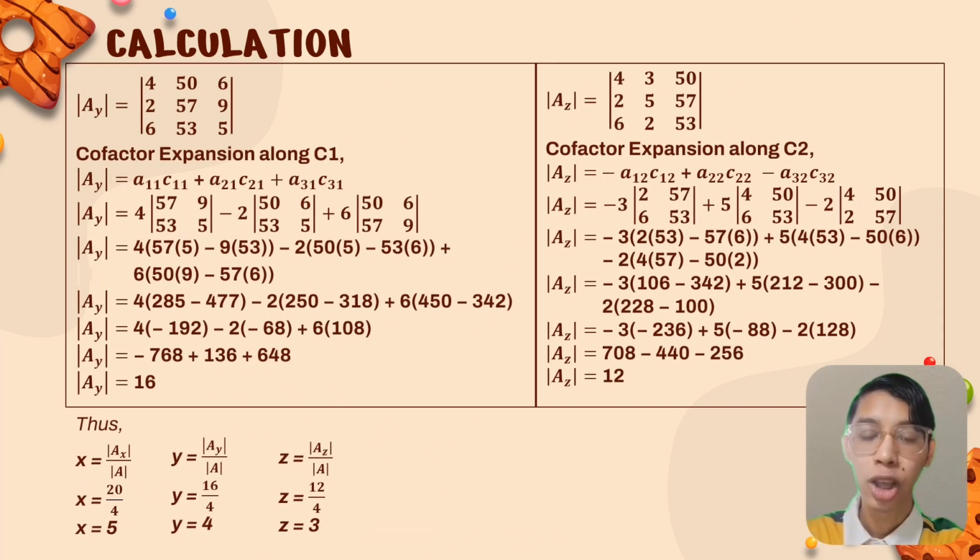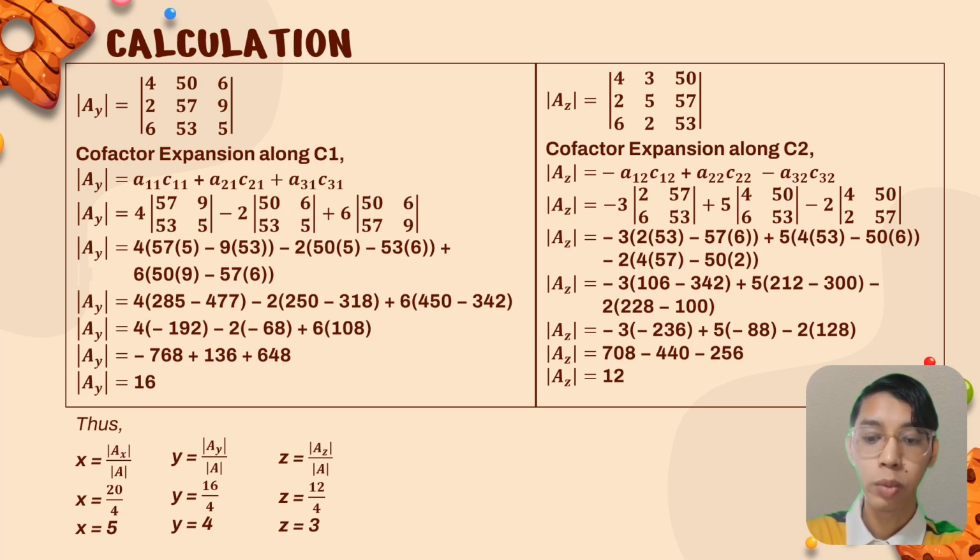After we expand it, we get 4 multiplied by negative 192, minus 2 multiplied by negative 68, plus 6 multiplied by 108. After we multiply for each term, we get negative 768 plus 136 plus 648. And the final answer for the determinant AY is 16.